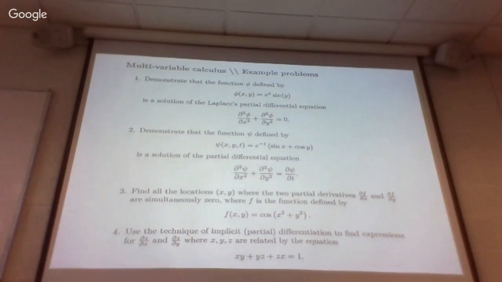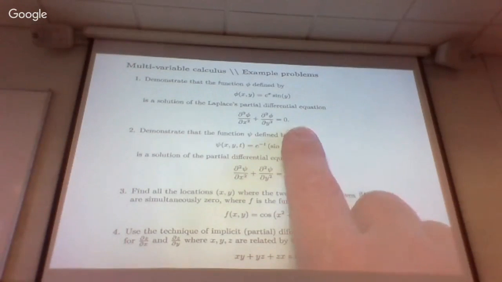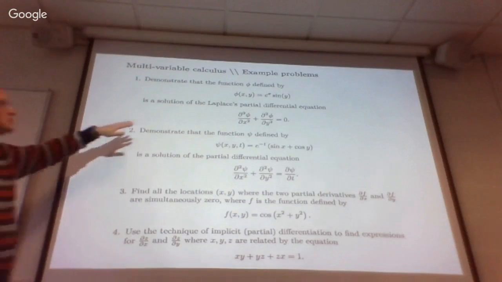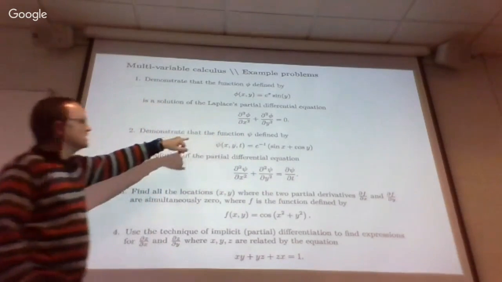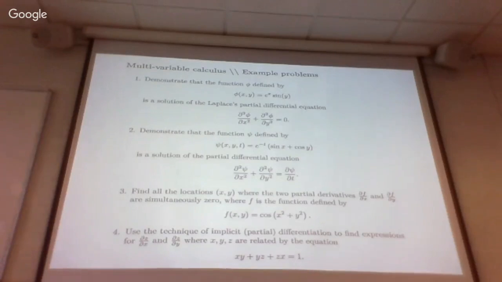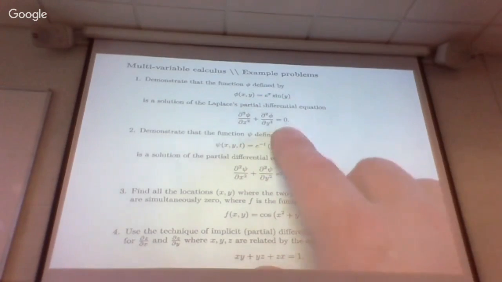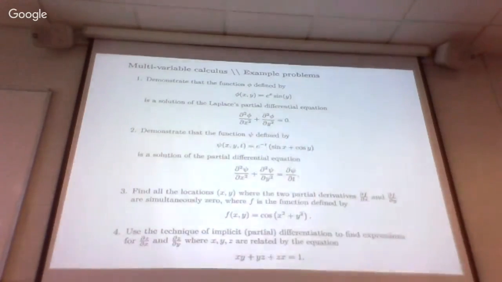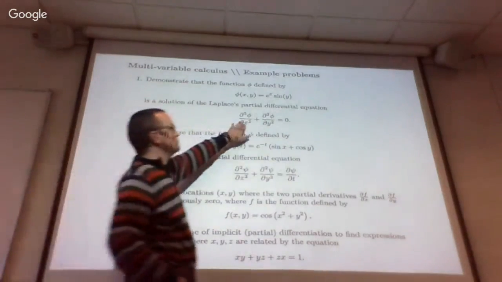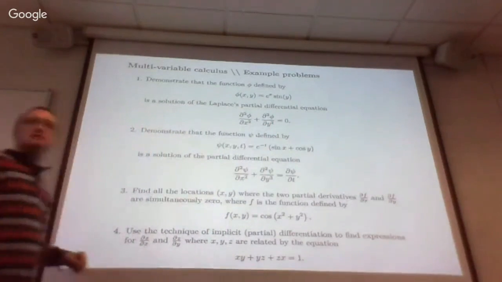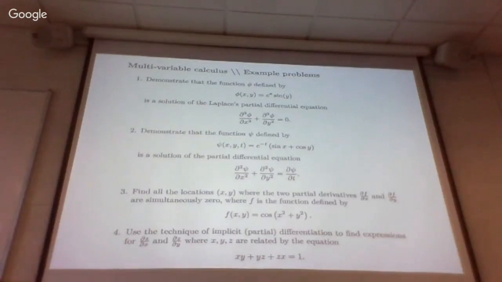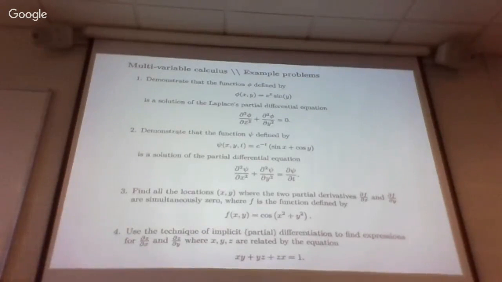But what we're doing here in these questions is some verification of solutions. For instance, in the first one, we have what's called Laplace's partial differential equation for an unknown function phi of x and y. And here we're just asked to verify that this particular function, phi of x, y equals e to the x times sine y, is indeed a solution of it. To do that, you're going to have to work out these two second-order partial derivatives and show that they've got the opposite sign, so that when you add them together, you always get 0.